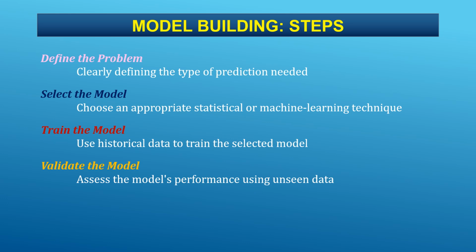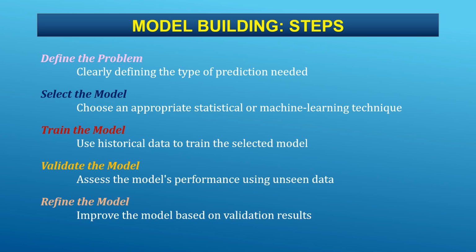Evaluate using metrics appropriate to the problem type, such as mean square error for regression or precision and recall for classification. Refine the model. This iterative process improves the model based on validation results and insights gained during testing, enhancing its predictive power. Adjust model parameters, feature selection methods, or data preprocessing steps to optimize performance.